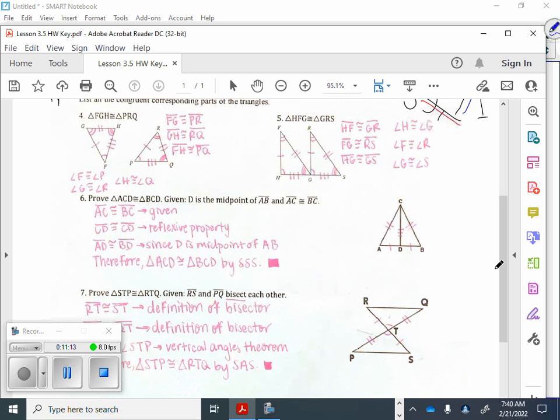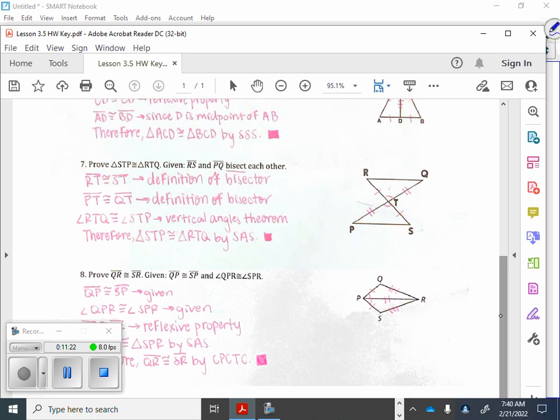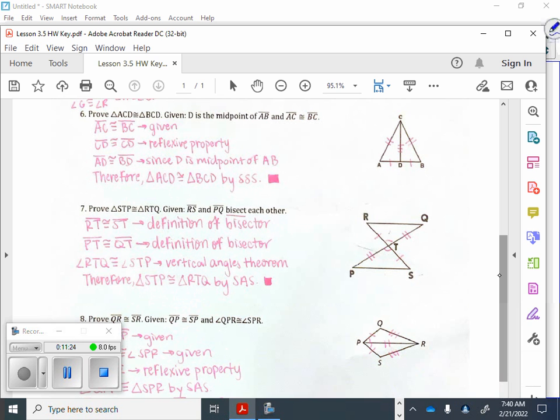Alright, are we good on 4 or 5? Just follow the order of the letters, that's it. Alright, now let's go in depth on these proofs. Okay, so for number 6, prove that the two triangles are congruent.